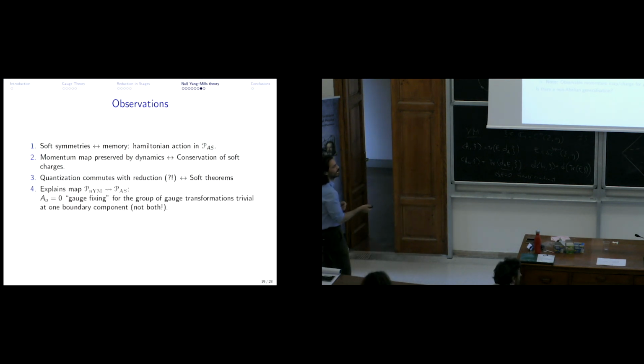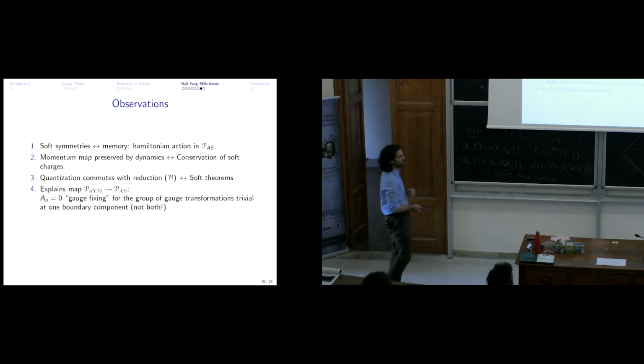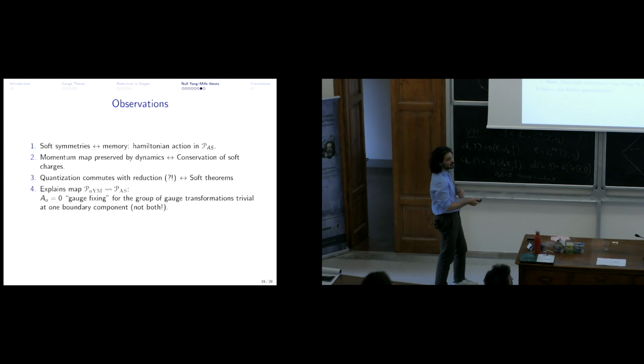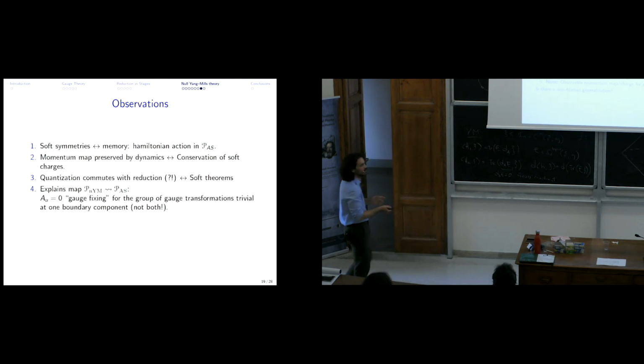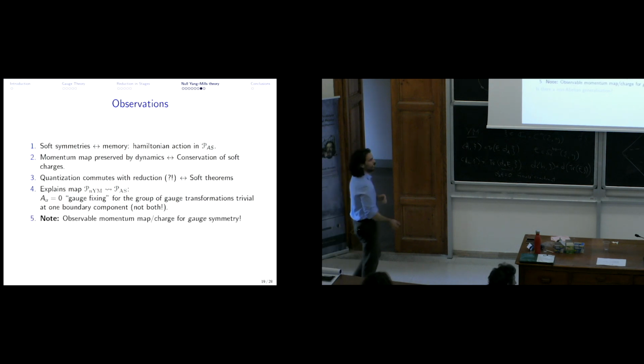As a byproduct, we can explain this gauge fixing operation as a gauge fixing, but for which gauge group? The gauge group of gauge transformations that are trivial only at one boundary component and not both. Which, if you ask me, is fairly not natural as an operation, but okay.